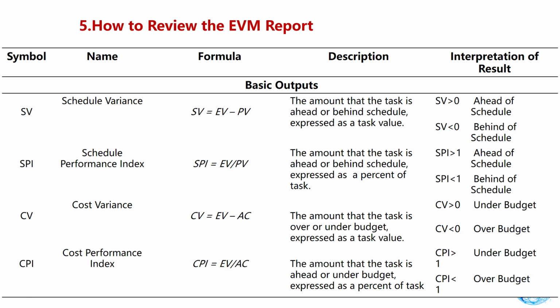SPI < 1: behind schedule. CV, Cost Variance. CV equals EV minus AC. The amount that the task is over or under budget, expressed as a task value. CV > 0: under budget. CV < 0: over budget. CPI, Cost Performance Index. CPI equals EV/AC. The amount that the task is under or over budget, expressed as a % of task. CPI > 1: under budget. CPI < 1: over budget.